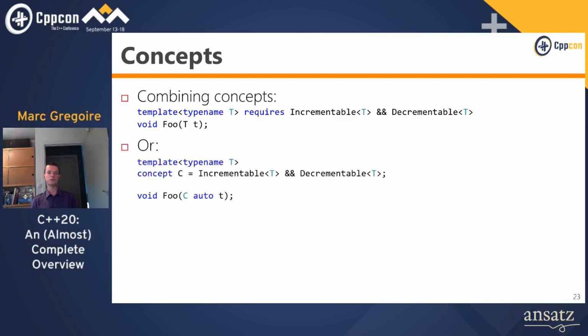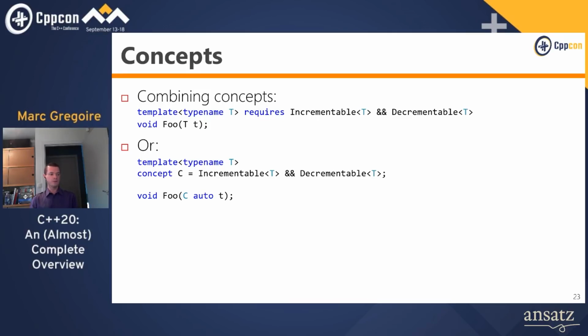Of course, you can also just create a new concept. I'm creating a new concept C, which is incrementable and decrementable. And once we have this one, you can just use again the abbreviated function template syntax to use this new concept.